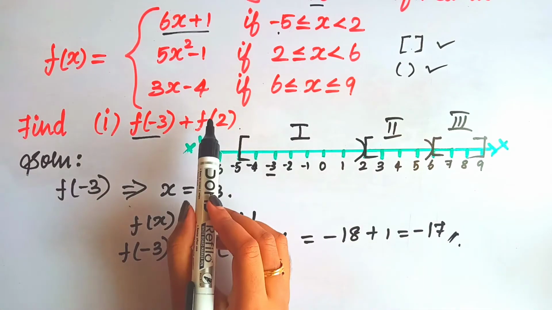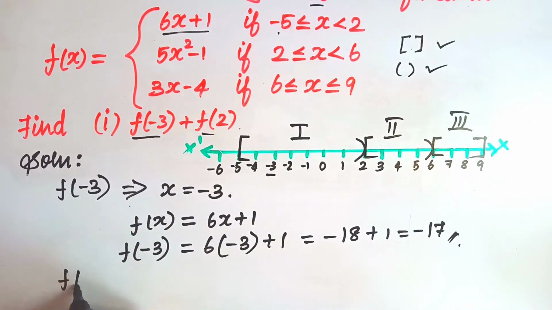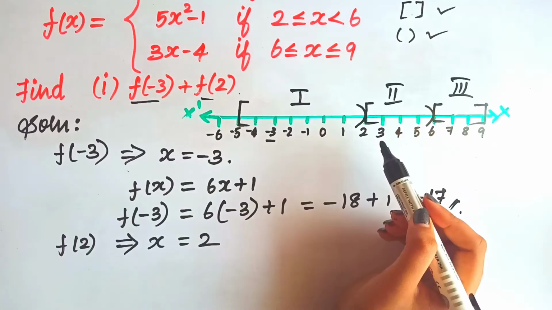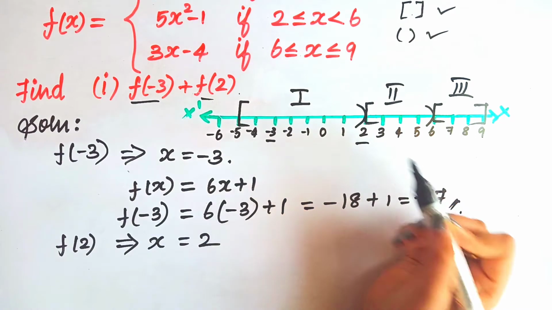So next you have to find the answer for f of 2. f of 2 implies that in the place of x there is 2, so x is equal to 2. Now we have to find x equal to 2 in the number line, so it's here.